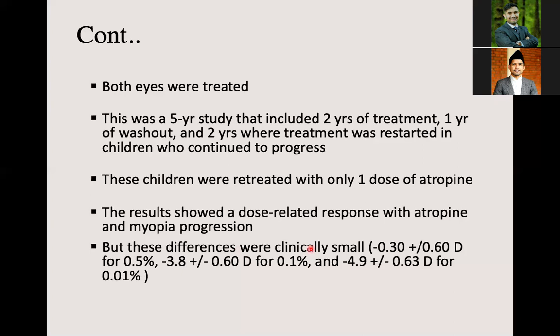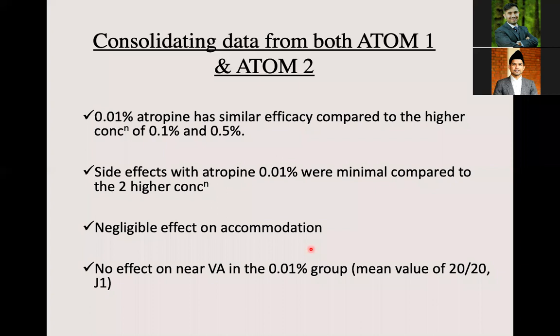And what are the consolidated findings? What did we find from both the Atom 1 and Atom 2 studies? What are the concrete results of this study? It was that 0.01% atropine has similar efficacy compared to the higher concentrations of 0.1% and 0.5% atropine. The side effects with atropine 0.01% were minimal compared to the other two higher concentrations, with negligible effect on accommodation. 0.01% atropine has almost no effect on accommodation, and it has no effect on near work.